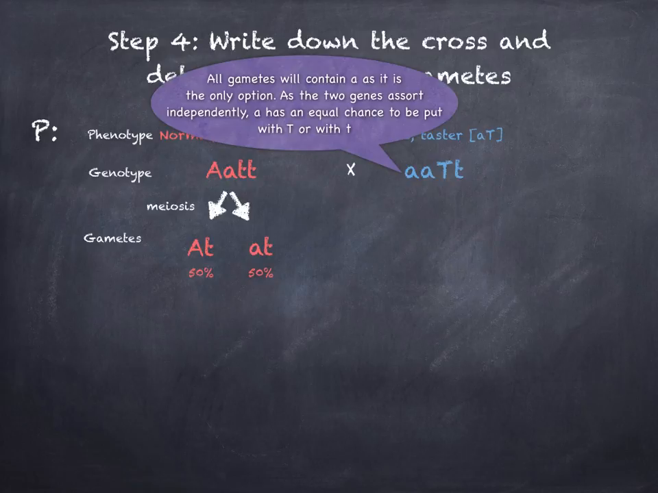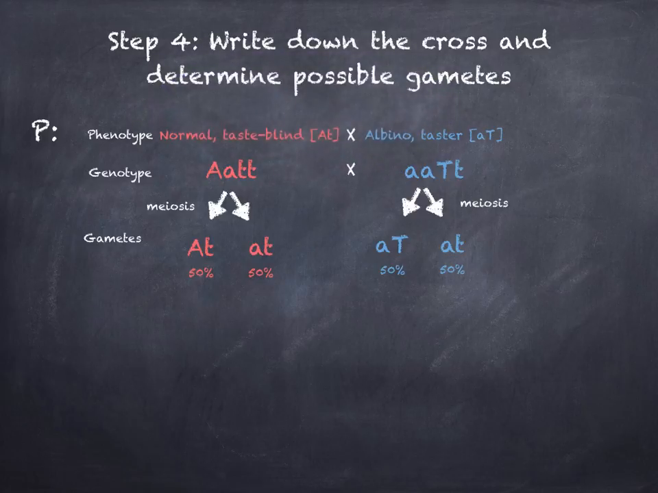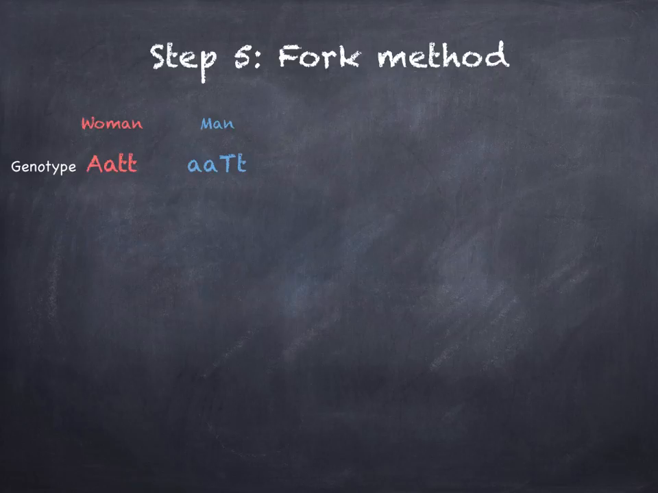It is a bit the same thing for the father, the man. All the gametes will contain a small a because that's the only option he has. But for the T, we'll have equal chances to put a big T or a small t with the small a. So at meiosis, the gametes produced will be 50% small a, big T, and 50% small a, small t. So from this, we can now solve the problem and determine the possible genotypes and phenotypes of the kids.